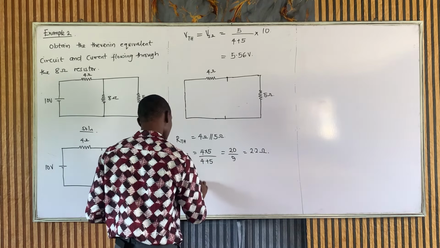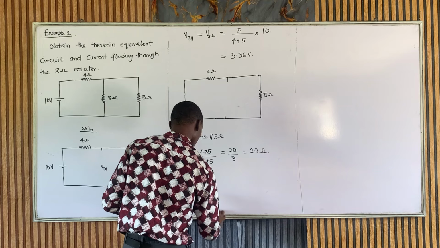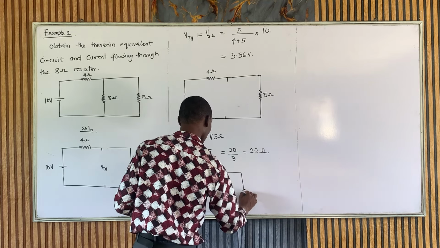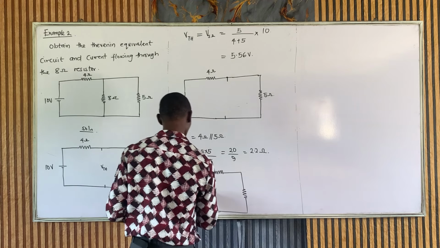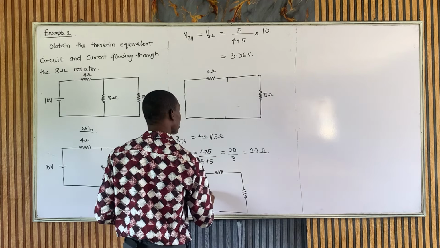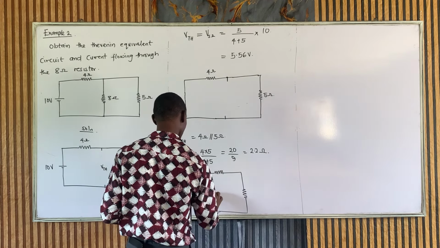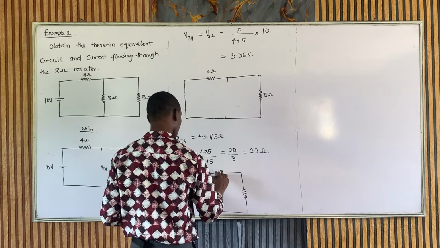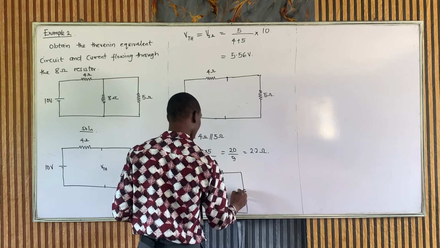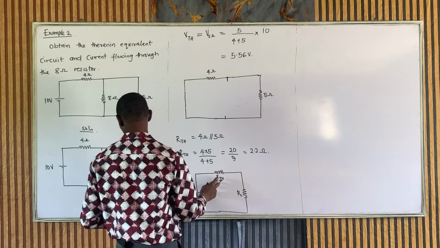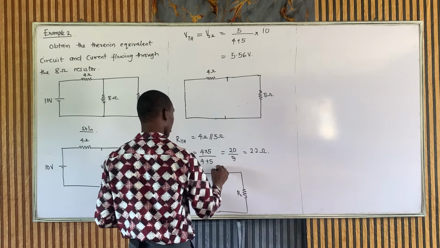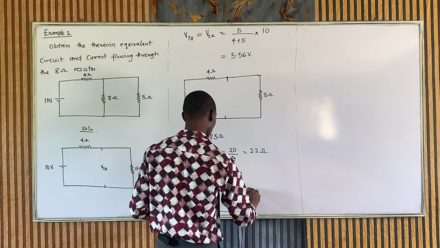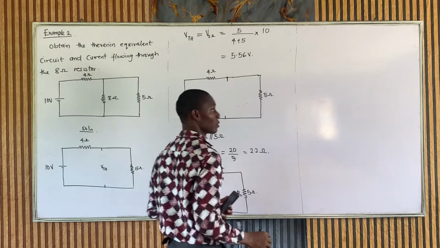And that's going to look like this. With our VTH here, with our RTH here, and with our load resistor here. Our VTH, which is 5.56 volts, our RTH here, and our RL. Our RTH is going to be 2.2 ohms, and our RL is going to be 5 ohms.